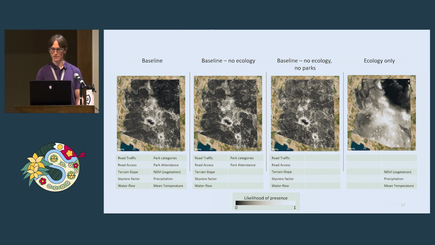And then lastly, just for the comparison, we did a model on just the ecology variables, which is a traditional starting point for most species distribution models. But it's hard to believe that this is accurately predicting human recreation. Our reasoning behind that is that human recreation doesn't depend on climate in the same way species habitats do.